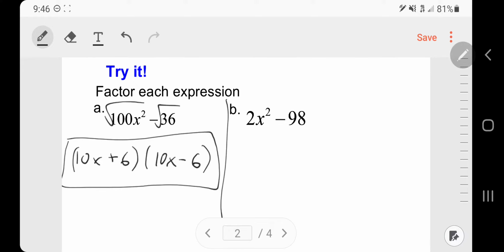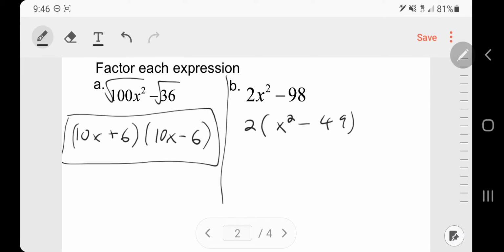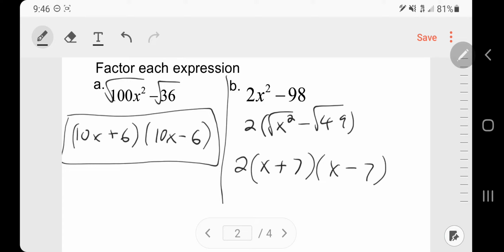All right, in the second one, we have 2x squared minus 98. Now this one, not perfect squares quite yet, but what I can do is I can take out the GCF of 2 and divide each of them by 2, so I get x squared minus 49. And now we do the same thing, 2 on the outside. The square root of x squared would be x. The square root of 49 is 7, so it would be x plus 7 and x minus 7.